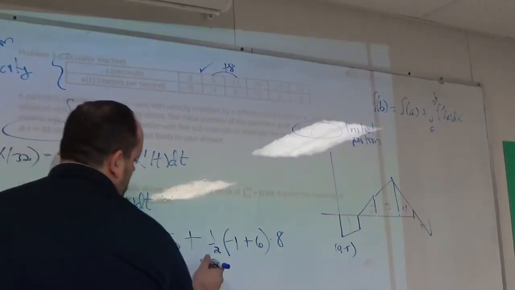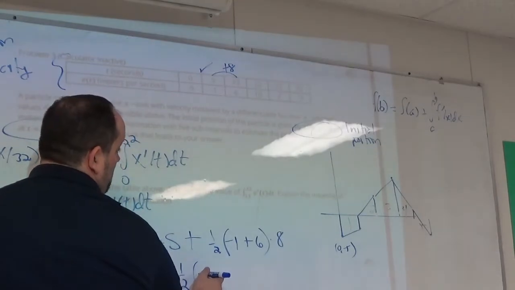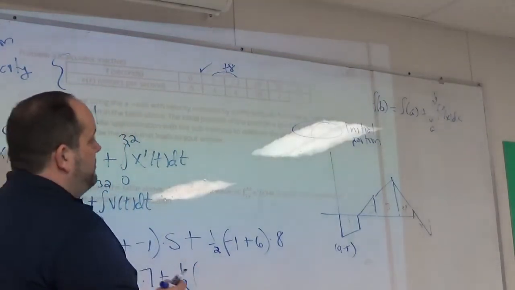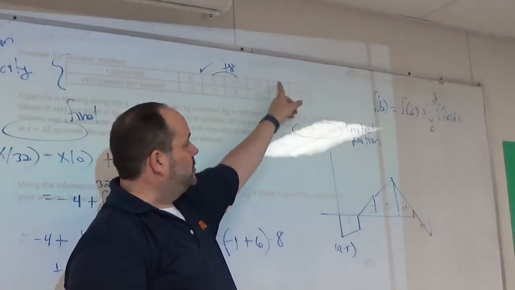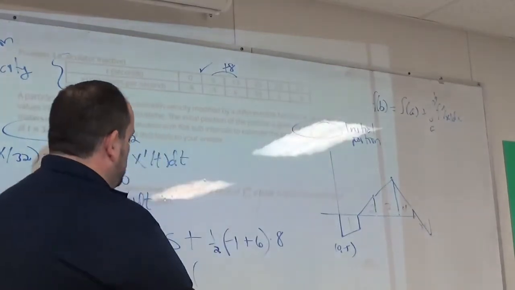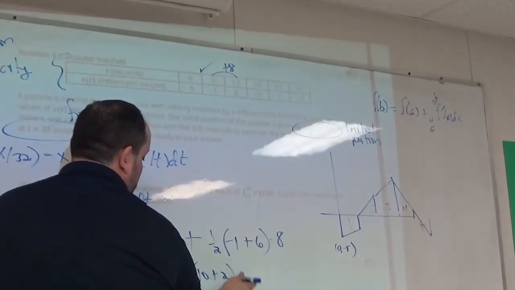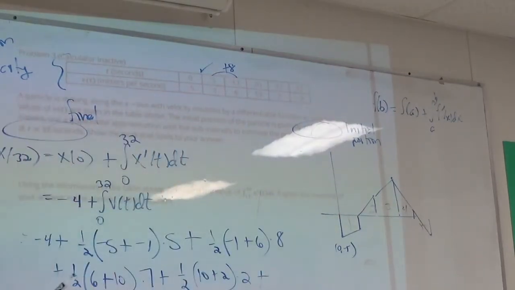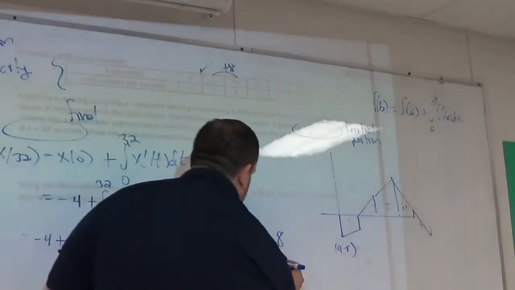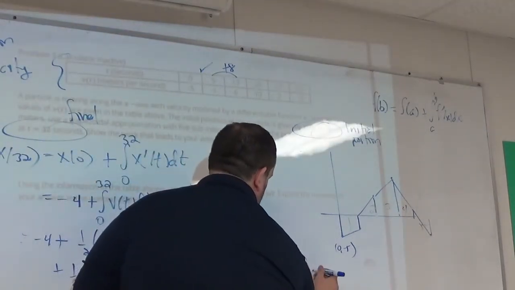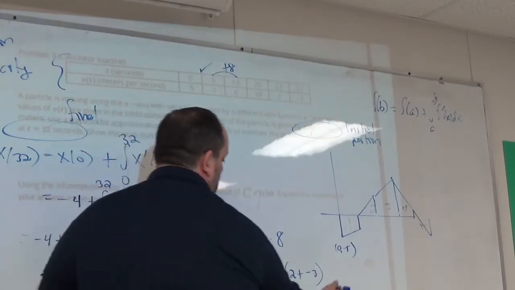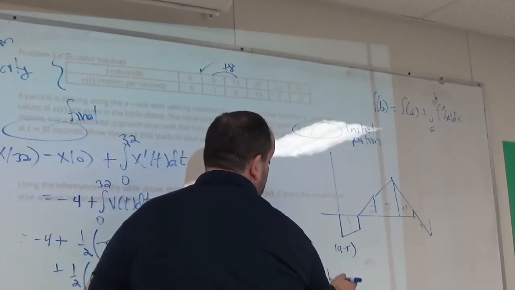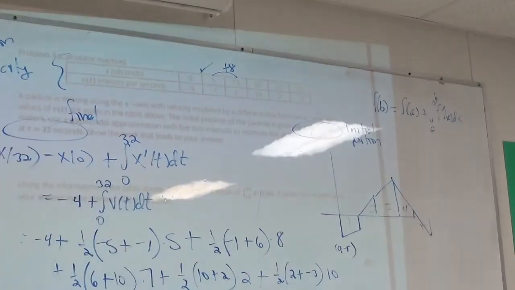Karina, what's that fourth trapezoid going to be? 1/2 times... That fourth trapezoid, you're going from (20, 10) over to (22, 10): 10 plus 10 times 2. Plus, let's get that last one, Paul. Fifth trapezoid, plus 1/2 times 2 plus -3 times what? 10. Times 10. And whatever that works out to be is your final answer.